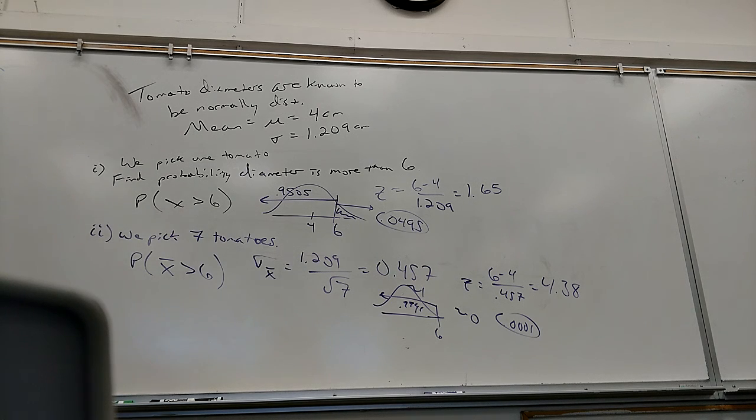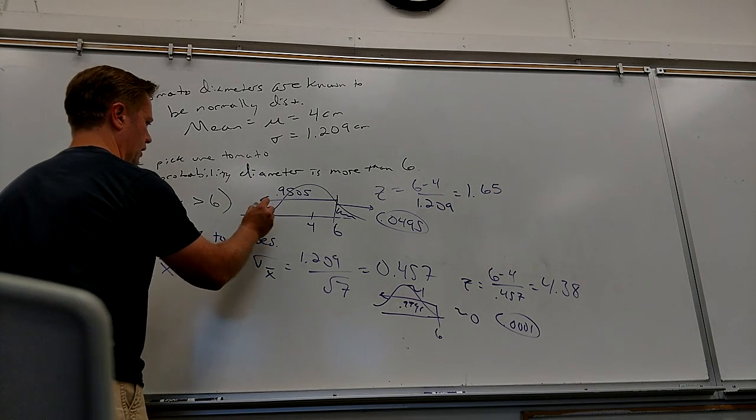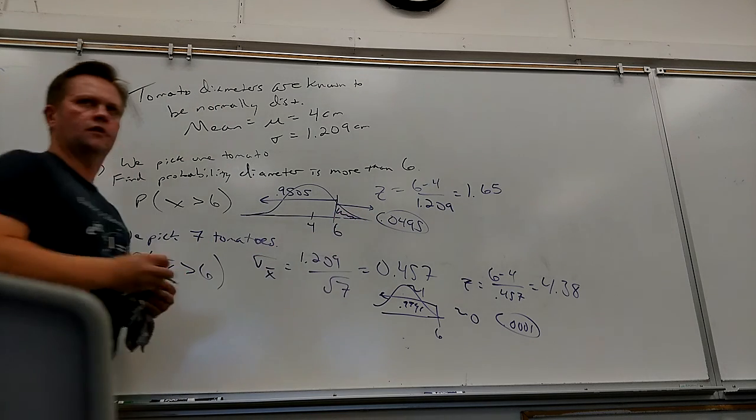Okay. Yes? How high does the z-score go up? Well, on the chart, 3.5. Yeah, in theory it goes to infinity. This picture, theoretically, goes from negative infinity to infinity.